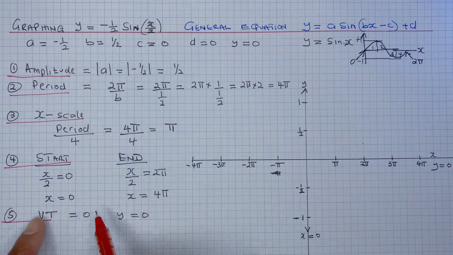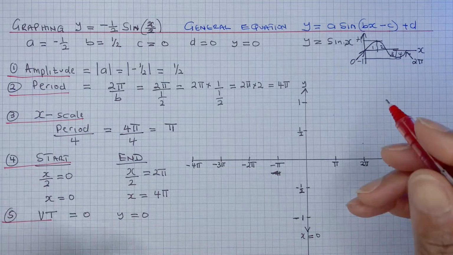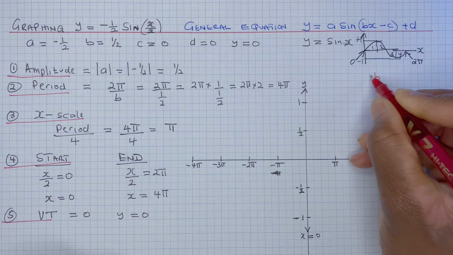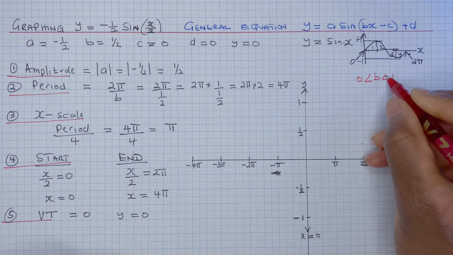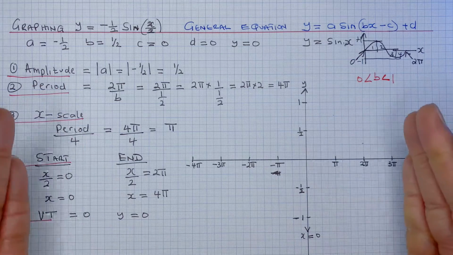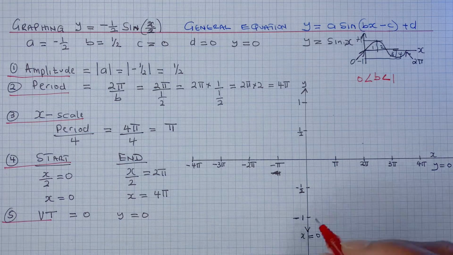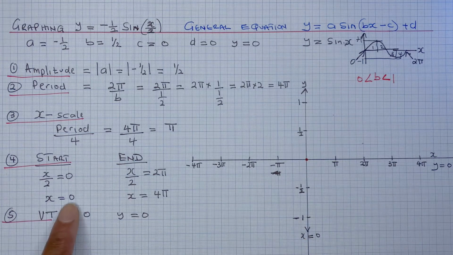And the graph goes from 0 to 4 pi, instead of 0 to 2 pi, which means it's been stretched because B, the value of B, is between 0 and 1. If B is between 0 and 1, it will stretch the graph. And if B is greater than 1, it will squash the graph along the x-axis. So the first point is 0 here. So that's what that's telling us.